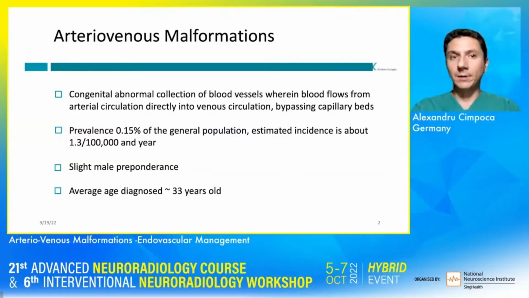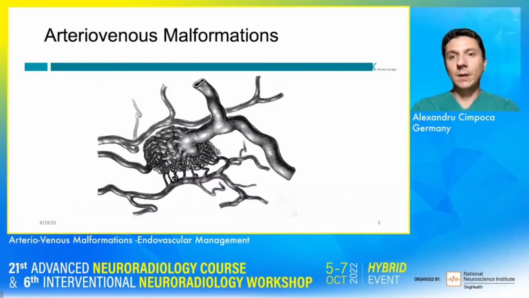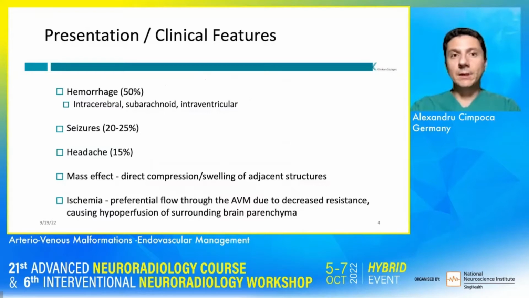directly blood flow from the arterial circulation into the draining vein, bypassing the capillary beds. They are less frequent than aneurysms, with a prevalence of about 0.15% in the general population. An AVM has three components. There is a core of these plastic vessels, the nidus, dilated arterial feeders, and a dilated draining vein. There is no normal neuronal tissue within the nidus. The most frequent presentation is hemorrhage, in about half of the cases; seizures and headaches play a secondary role.